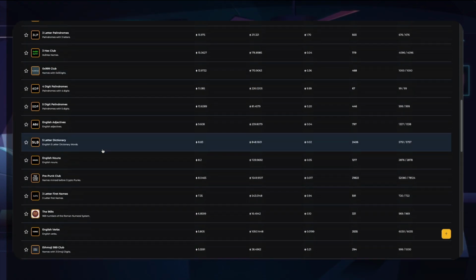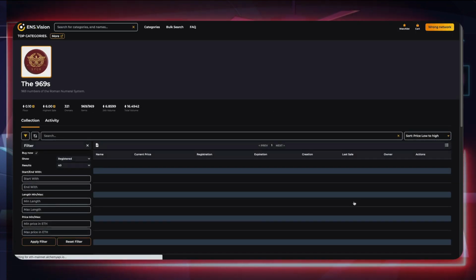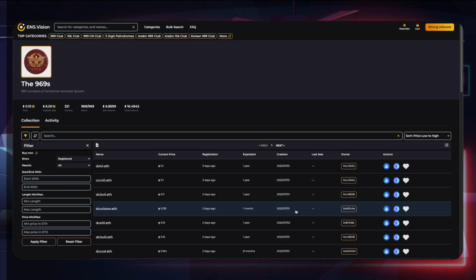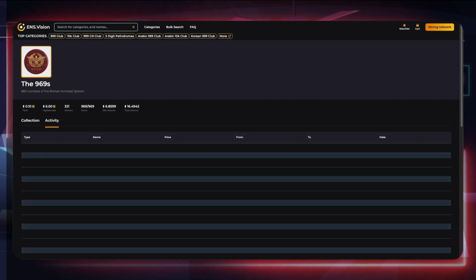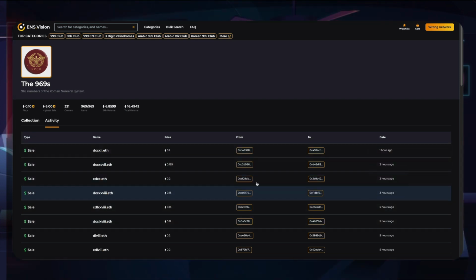My personal favorite, which I skipped minting some of these because I thought no one would want Roman numeral 957, which is 17 digits, but turns out they do. Once you click on them, you can see activity. This pulls all the activity, which is really cool. See 1 hour, 2 hours, 2 hours, 3 hours of these sales.